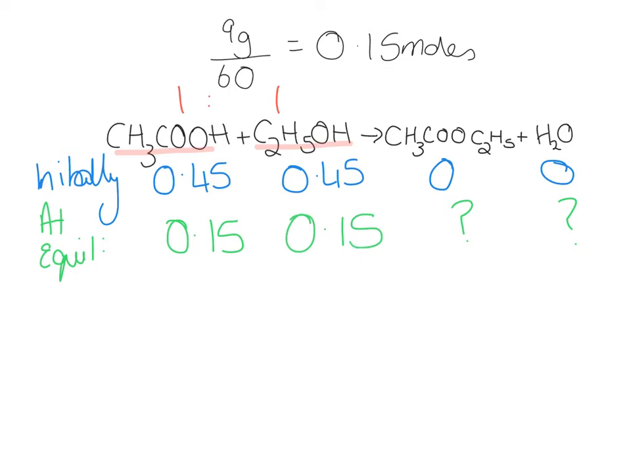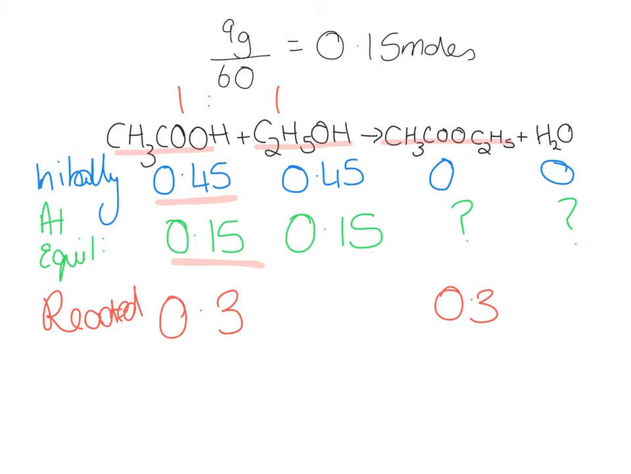Finally, we must figure out how many moles of ethyl ethanoate and water are formed. Since we started with 0.45 moles of my ethanoic acid and we end up with 0.15 at equilibrium, that must mean that 0.3 moles of ethanoic acid have reacted, have been used up. For every mole of ethanoic acid that reacts, 1 mole of my ethyl ethanoate is made. Therefore, 0.3 moles of ethyl ethanoate are formed. Since the number of moles of water is the same as the number of the moles of the ethyl ethanoate formed, the number of moles of water is also 0.3.